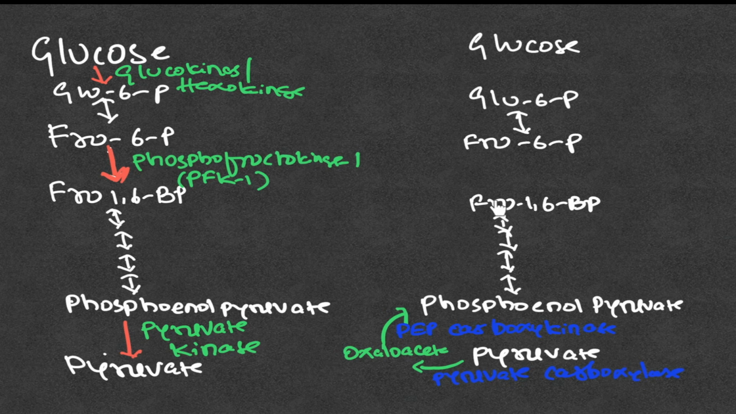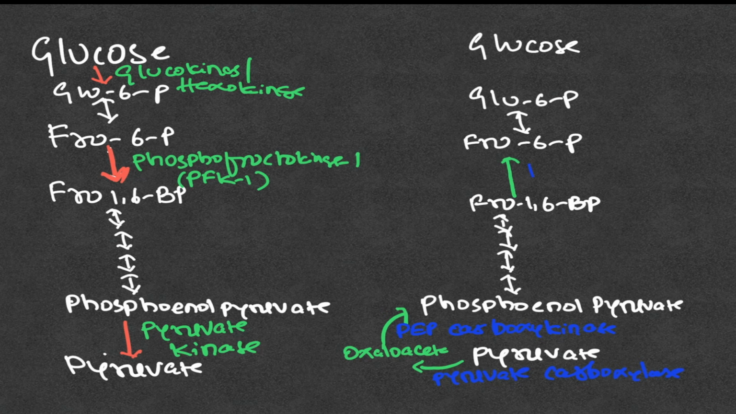bisphosphate, and fructose 1,6 bisphosphate going into fructose 6 phosphate. In glycolysis, see this phosphofructokinase 1 enzyme which is catalyzing an irreversible reaction here. Conversion of fructose 6 phosphate into fructose 1,6 bisphosphate is an irreversible reaction. In order to reverse conversion of fructose 1,6 bisphosphate back into fructose 6 phosphate, we cannot use the same enzyme. We have to bring in a new enzyme, and that new enzyme will be fructose 1,6 bisphosphatase enzyme.